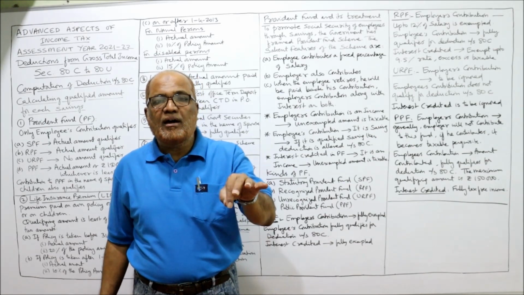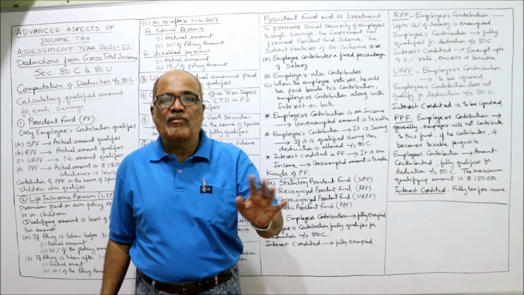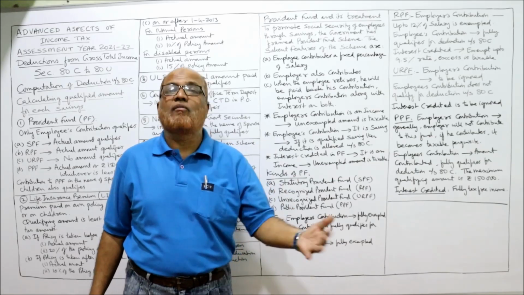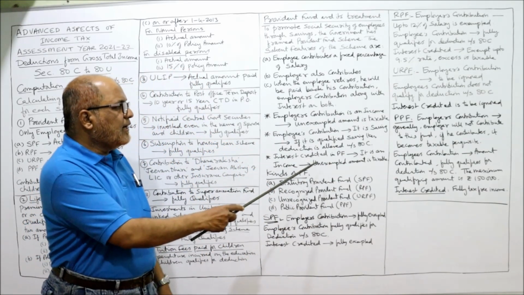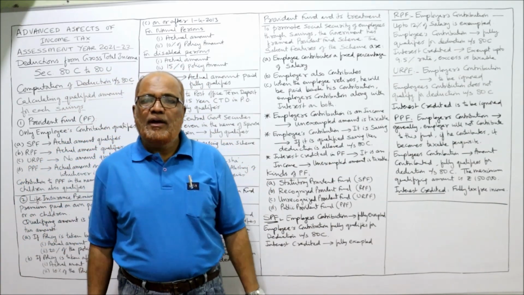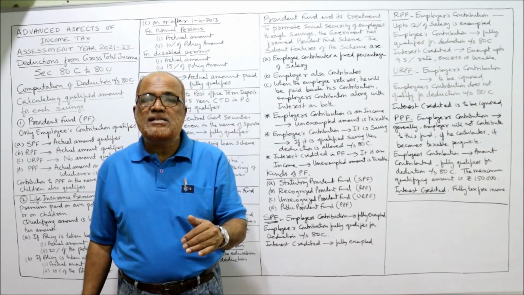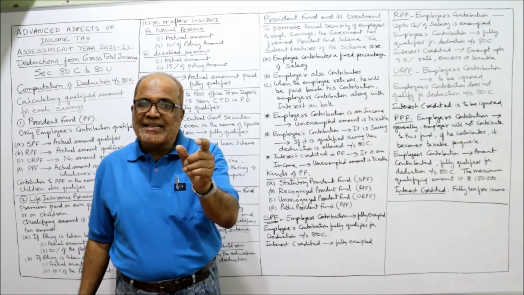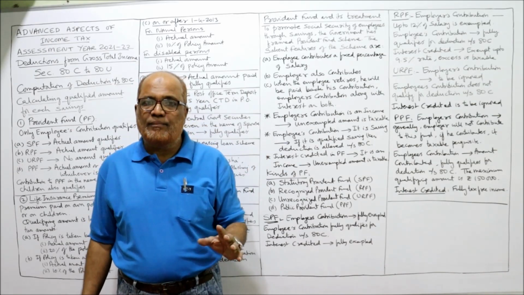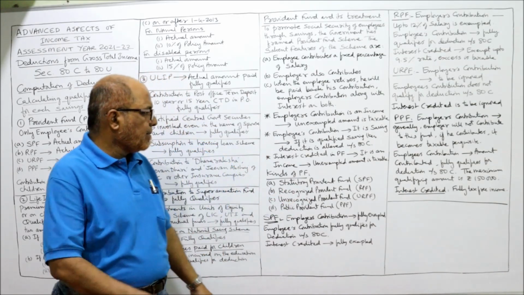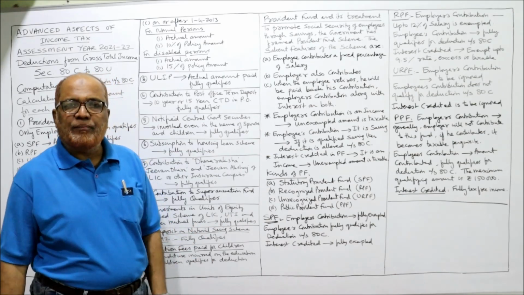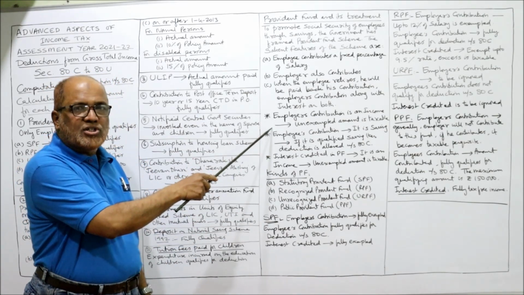But in some cases the employee's contribution will not qualify. We have to see what type of provident fund scheme it is. Then interest credited in PF. Interest credited in provident fund is an income to the assessee. So if it is unexempted, the amount is taxable. If exempted, it is not taxable. Then kinds of provident fund. So these 3 points are very important.